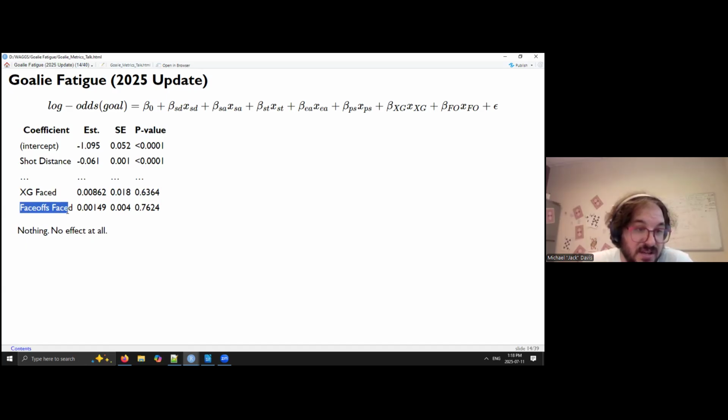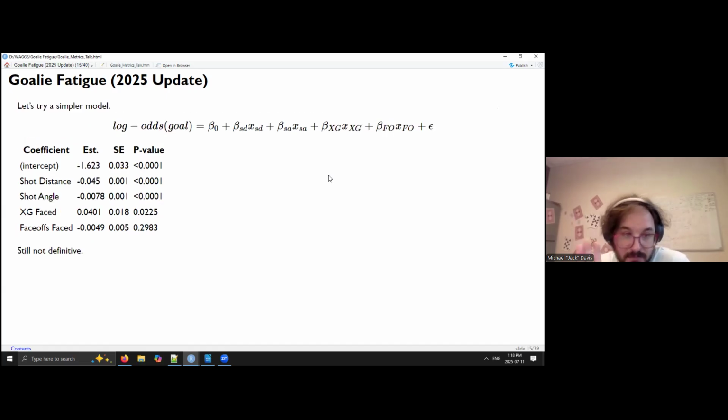Likewise with face-offs faced, it's a similar story. Okay, so maybe the issue is that it's conditioning on things that already have to do with the quality of the shot. So maybe what's happening is there's a confounding effect. Maybe there's something going on where shots get better as the game progresses. So maybe let's simplify this model and see if we can find anything.